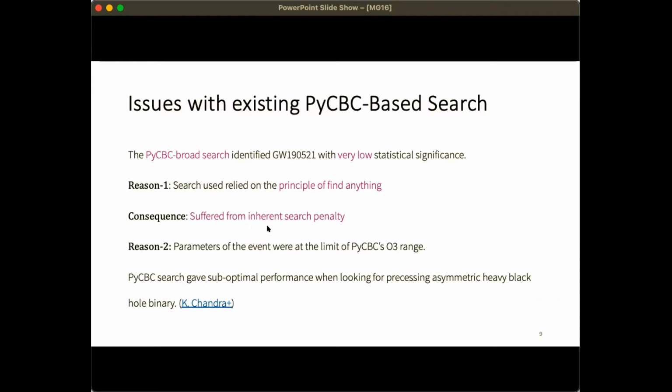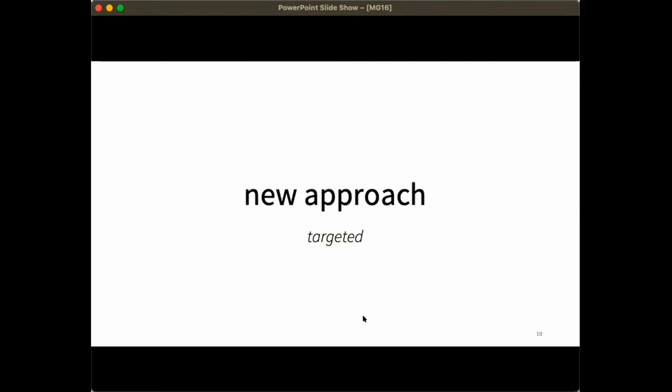The first is that the search used, namely PyCBC broad, relied on the principle of finding anything, as it looked for signals over a broad class of population, ranging from binary neutron star all the way up to intermediate mass ratio inspirals. And hence it suffered from something which I'll call the inherent search penalty. And secondly, the intrinsic parameters of the event were at the limit of PyCBC's O3 range. To deal with these issues, we abandoned the philosophy of finding anything and adopted a much more targeted approach.